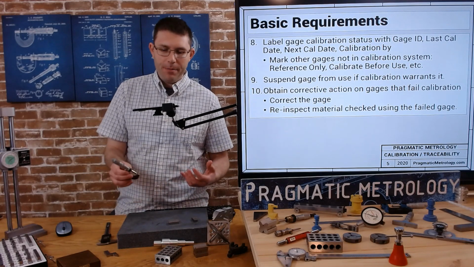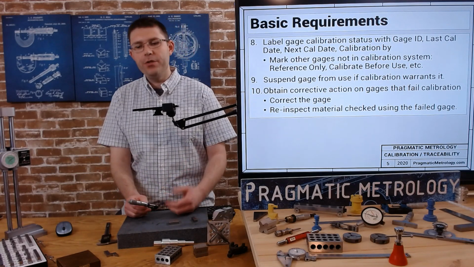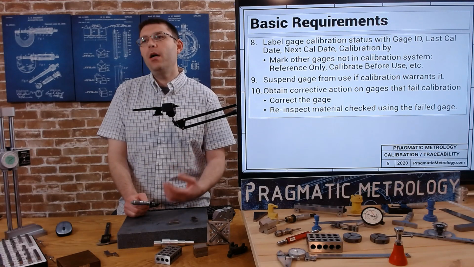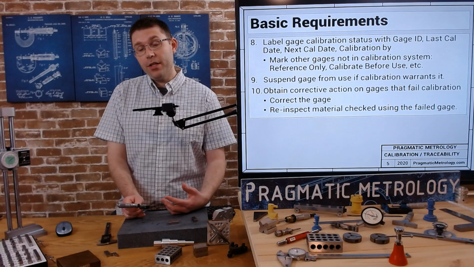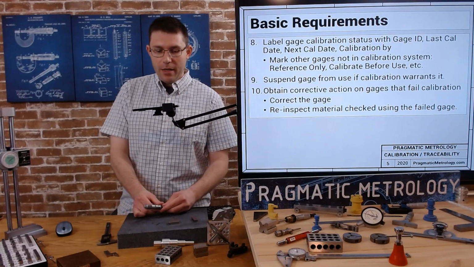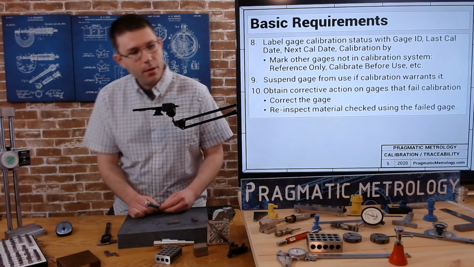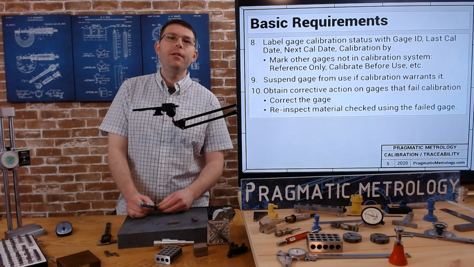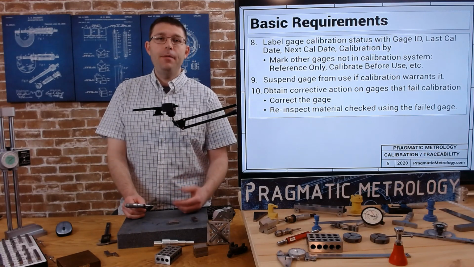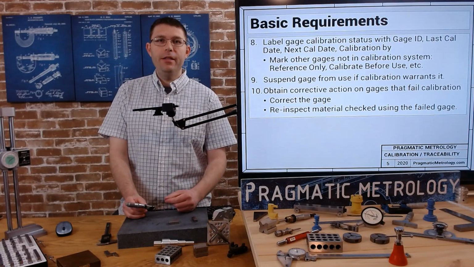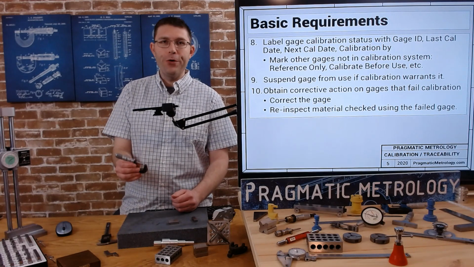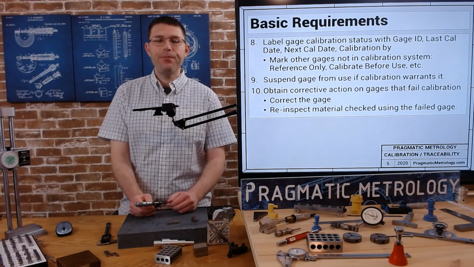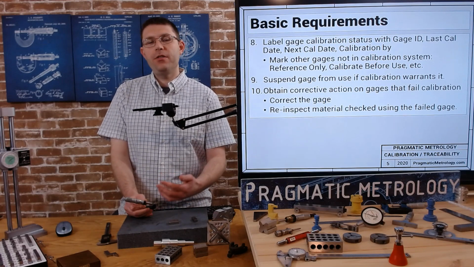Anything you're not going to be putting in a routine calibration system, put a reference only sticker on it, or a calibration before use sticker. There are some gauges, like gauge pins. I don't have my gauge pins out here handy, but a lot of companies will say calibrate the gauge pins with a micrometer to verify that it hasn't worn before you use it. And so that's a sticker you can apply.